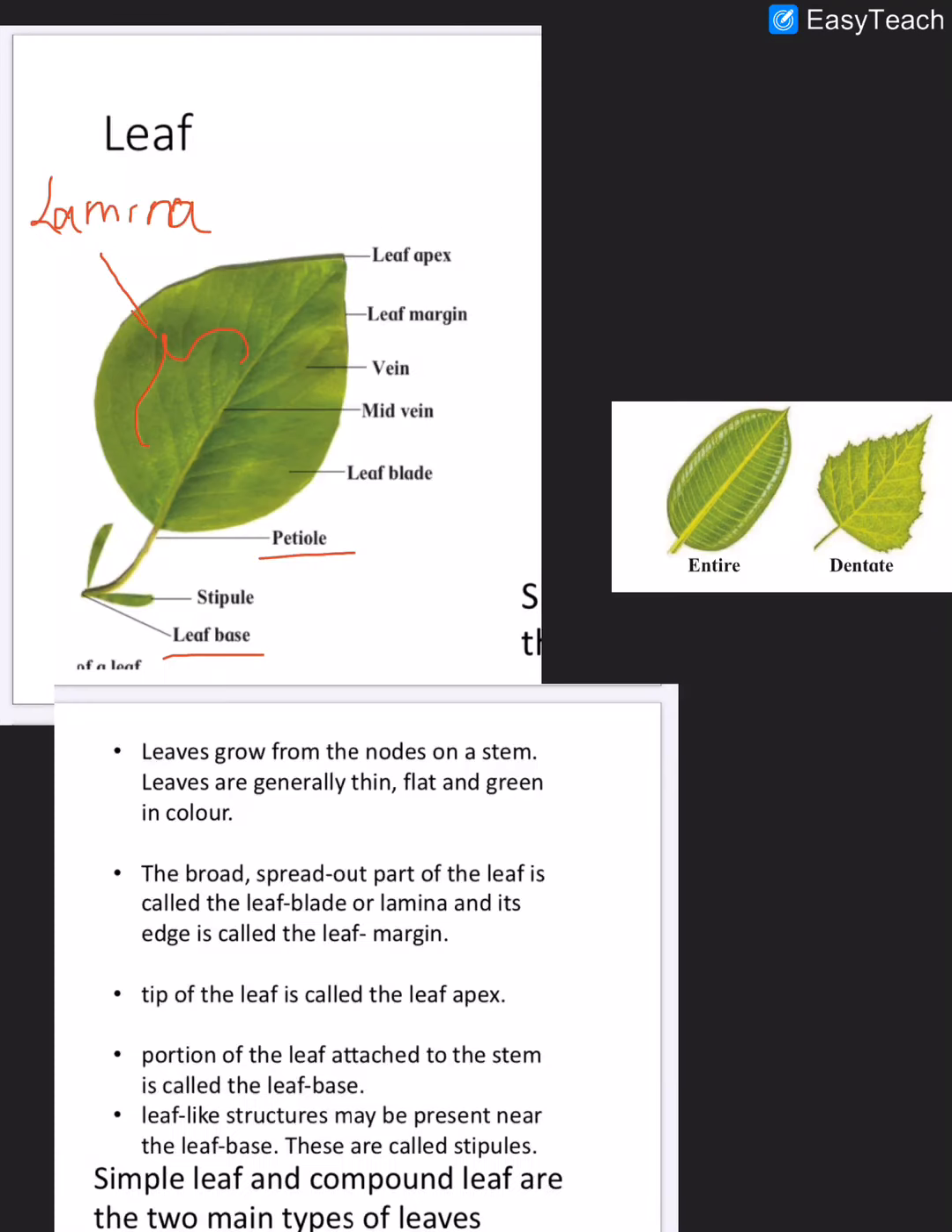So from the nodes the leaf grows, and leaves are generally thin, flat, and green in color. The broad part of a leaf is called the leaf blade or lamina, and you can see a margin, or so many lines passing through a leaf. They are called leaf margins, and the tip of the leaf is called the leaf apex, and the portion of the leaf attached to the stem is called the leaf base. Leaf-like structures may be present near the leaf base. They are called stipules. So these are the main parts of a leaf.